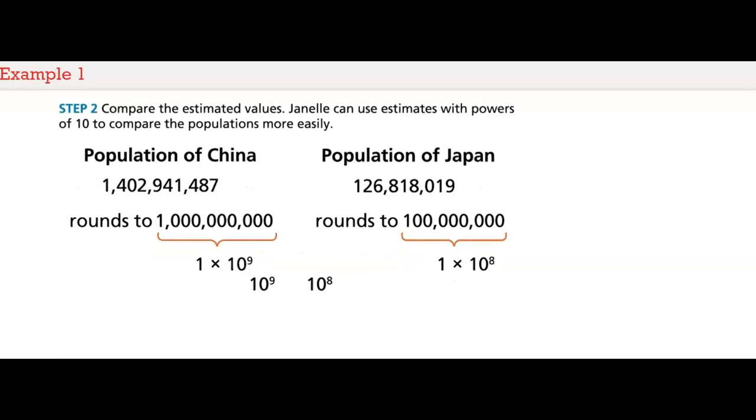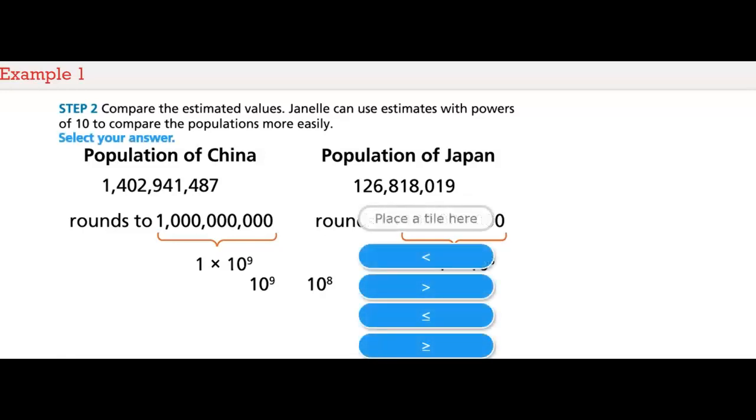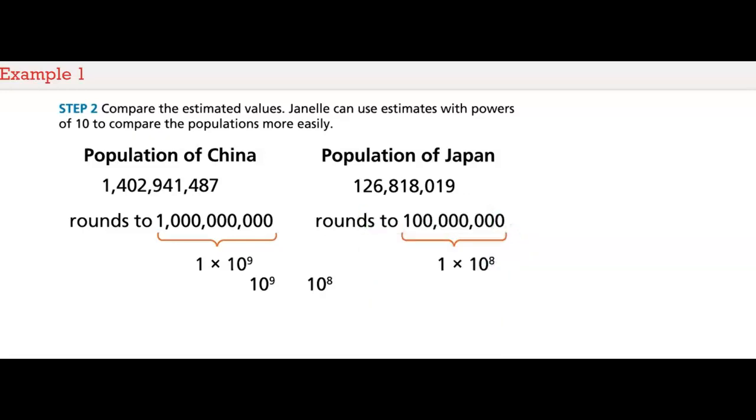Janelle's second step is to compare the estimated values. Which symbol correctly completes the statement? Select your answer. Ten to the power of 9 is greater than 10 to the power of 8. So, 1 times 10 to the power of 9 is greater than 1 times 10 to the power of 8. That's how Janelle can use estimates with powers of 10 to compare the populations more easily.